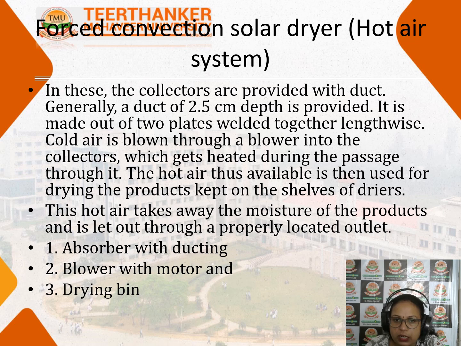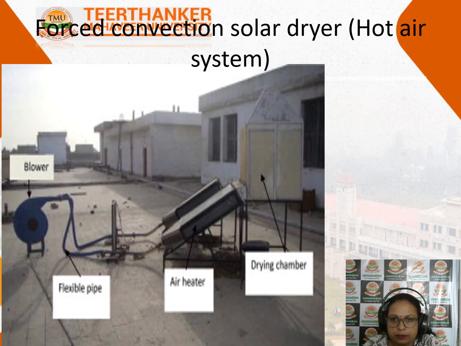So the forced convection solar dryer consists of, number one, the absorber and ducting, the absorber that is connected with ducting. Second, the blower with motor. And third is the drying bin. This is how a forced convection solar dryer looks like.